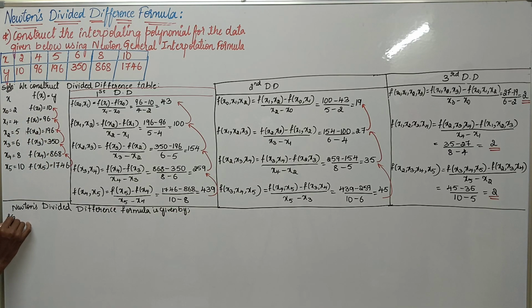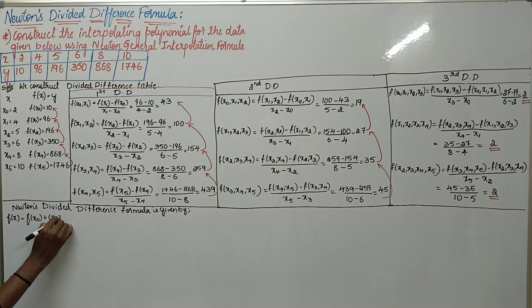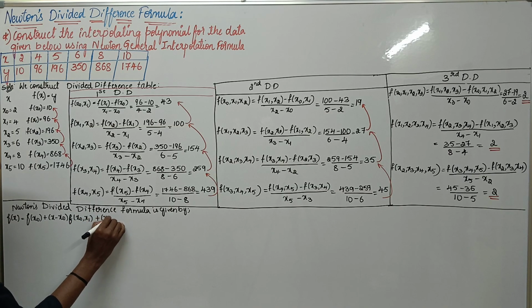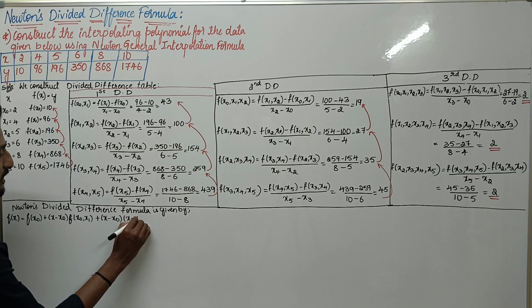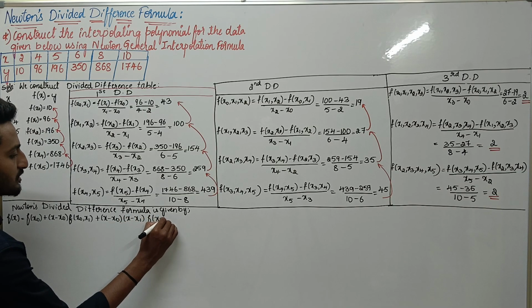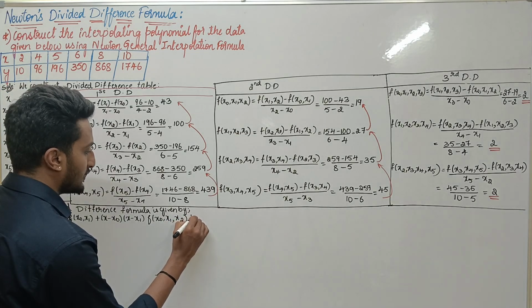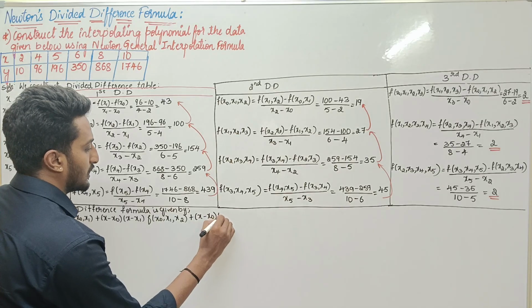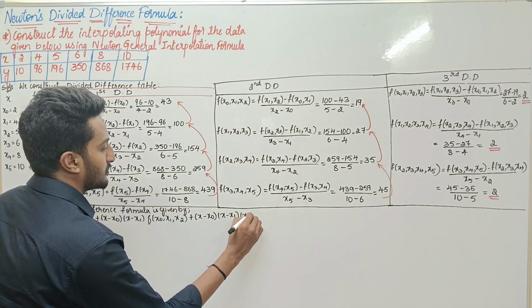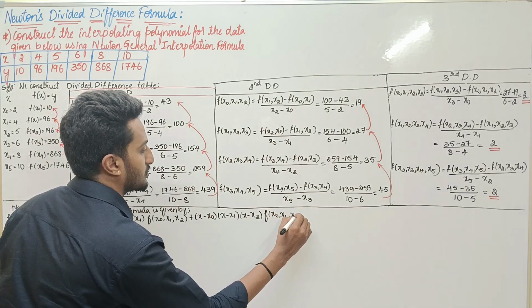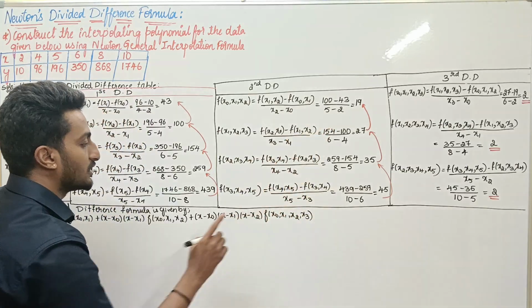that is, f of x is equal to f of x naught plus x minus x naught into f of x naught comma x1. This is our first divided difference. Plus x minus x naught into x minus x1 into f of x naught comma x1 comma x2. This is our second divided difference. Next, x minus x naught into x minus x1 into x minus x2 into f of x naught comma x1 comma x2 comma x3. This is our third divided difference.